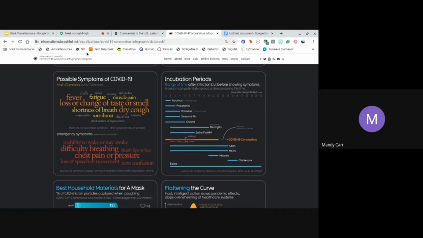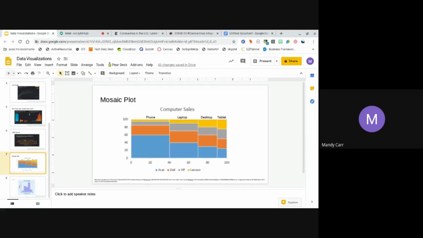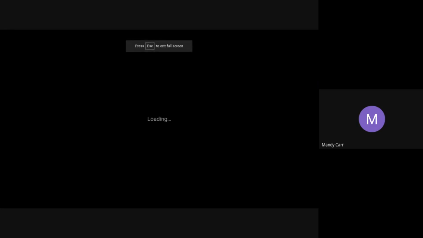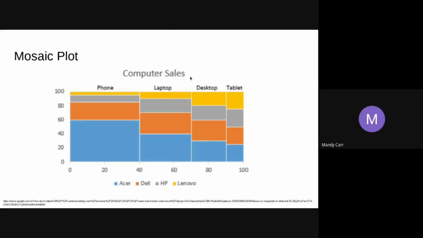All right, so let me go back to my presentation. All right, so here are some other data visualizations, and these are not related to COVID-19. I couldn't find these types of visualizations anywhere in the data online about the pandemic. So I just found these because I thought it was good for you to see them. This one right here is called a mosaic plot. Now, if we just look at this, you can tell from the title up here that this one is about computer sales.